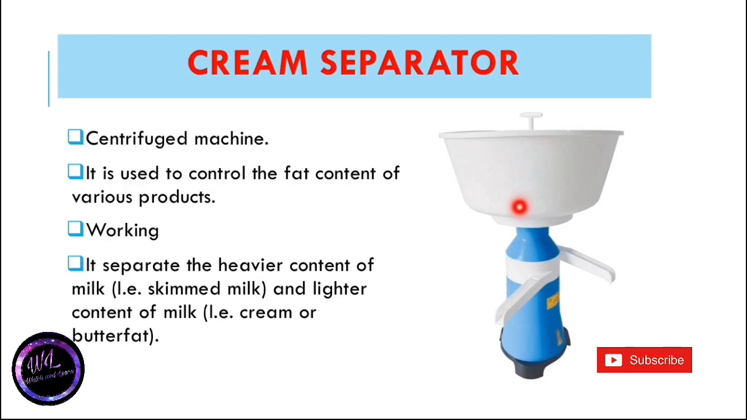So as we say, when the bowl spins at very high speed, the heavier content of the milk will move outward towards the walls of the bowl and the lighter content of the milk, that is cream or butter fat, is pushed towards the center from where it is collected through the pipe. This is the working of cream separator.